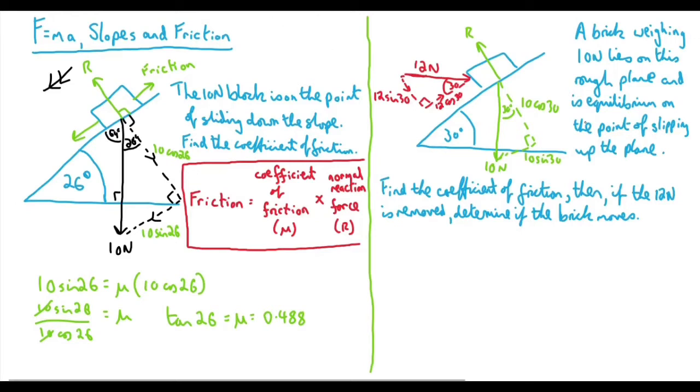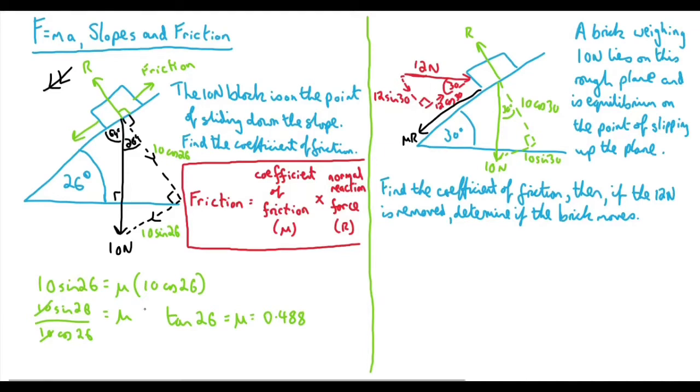On top of this, because it's moving upwards, on the point of moving up the slope, friction is now going to be acting downwards, and that's going to be our mu R, because we don't know what either of them are yet. With that, those are all of our forces, so let's see what it's asking of us. Find the coefficient of friction, then, if the 12 Newton force is removed, determine if the brick moves.